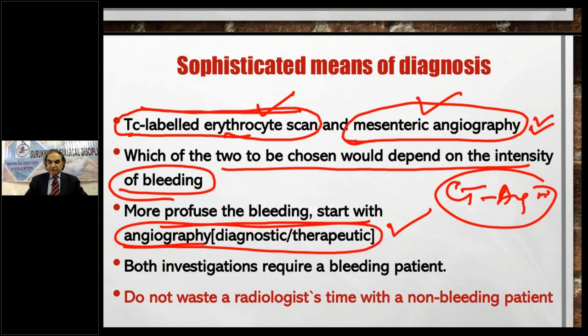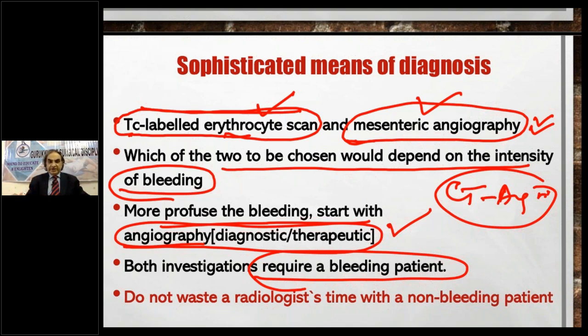Both investigations require a bleeding patient. Needless to say, if the patient has stopped bleeding, nothing would be leaking. So what are we banking on? Leaking of the isotope or leaking of the contrast. If the leaking has stopped, there is no role. Do not waste the radiologist's time on a non-bleeding patient. If the patient is not bleeding, he'll do nothing. He'll know nothing. He'll just keep telling you around it and you should never rely on it.